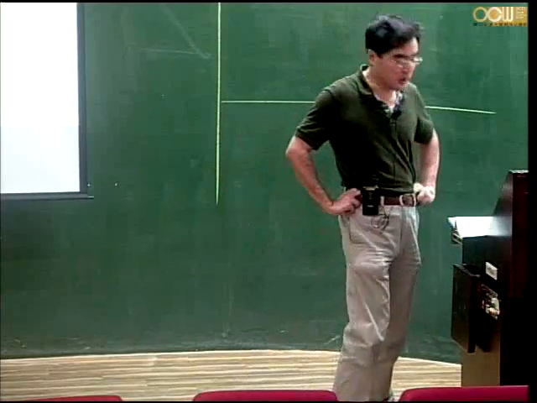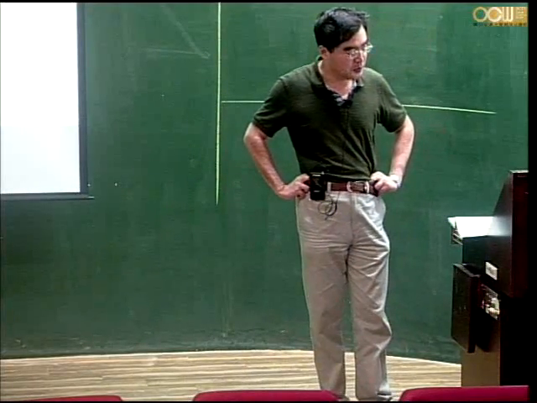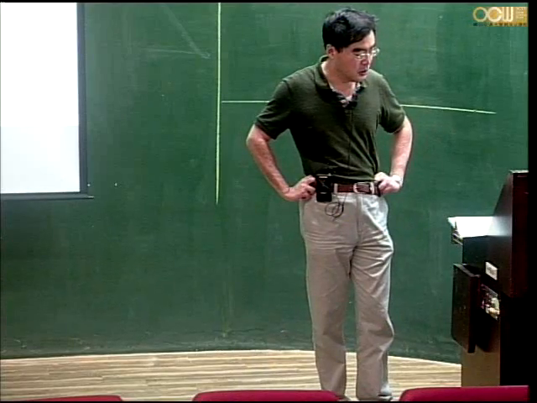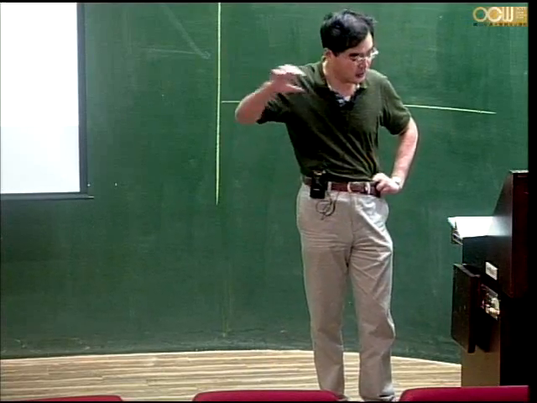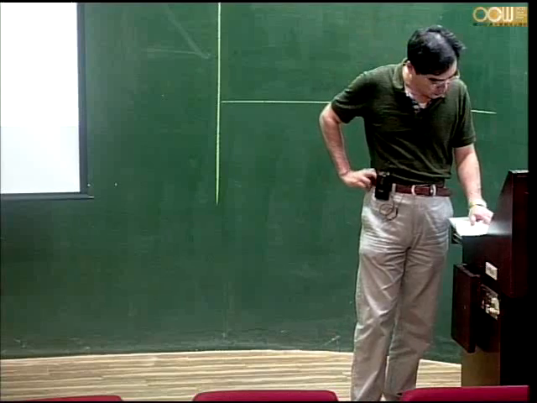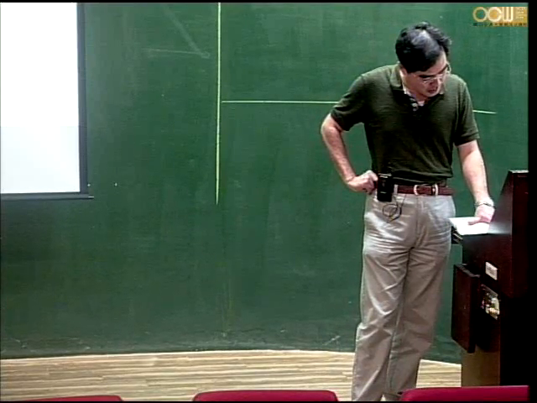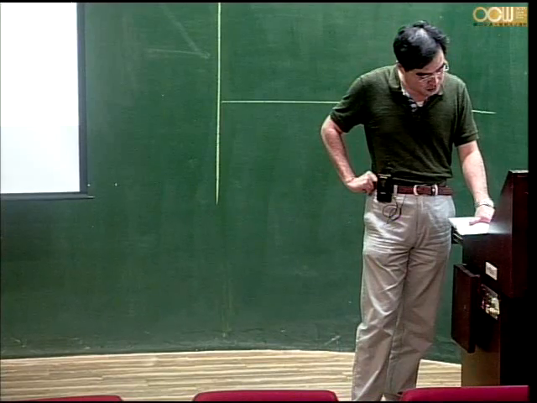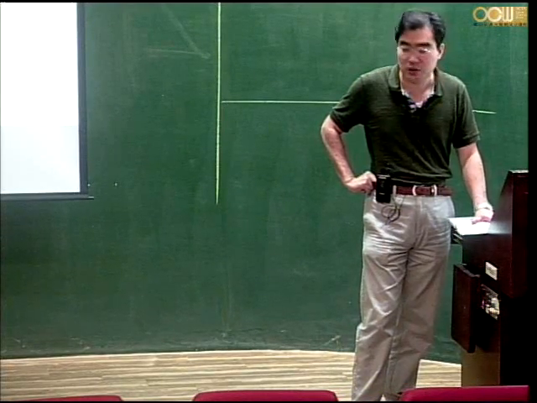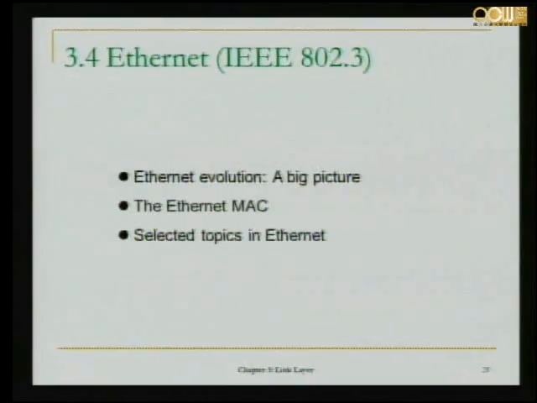Fortunately, it's not a big deal because PPP is not used in the backbone. It's used in the access line, so the bandwidth would not be too big. And compared to HDLC, PPP is simplified: it has no sequence number, no acknowledgement, no flow control.